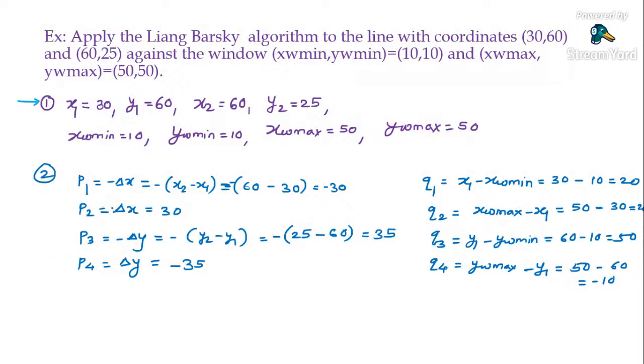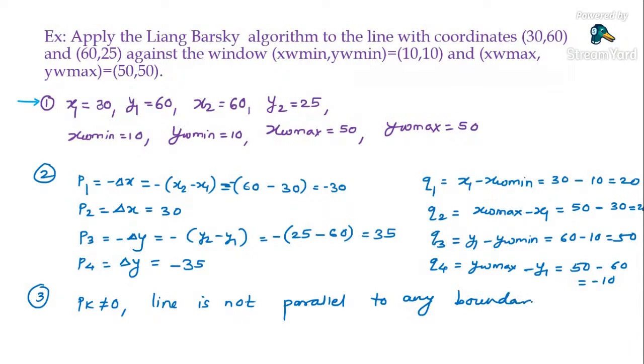Now whenever you are comparing p values and q values, if no p value is 0, it means the line is not parallel to any boundary. So you can write here p of k is not equal to 0, means the line is not parallel. So it is not parallel to any boundary. Okay. Then we must move to step number 4.